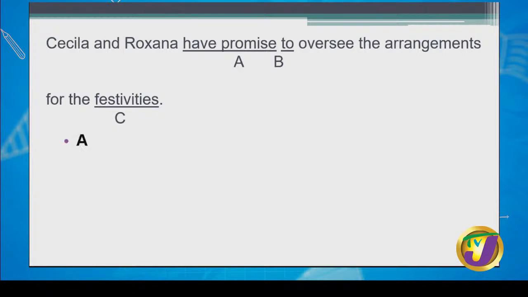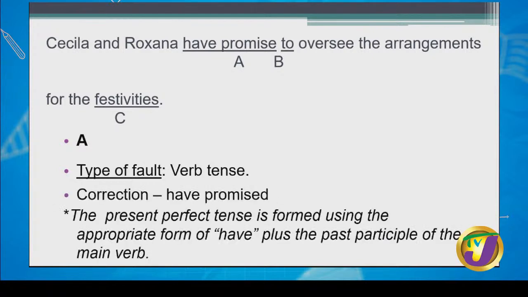Your answer should be A, have promise. What is wrong with saying have promise? It's the tense that you have used in the verb. So what should you correct it to? Because you want to keep the meaning, but how do you correct this? So what you should have is have promised with the ed on the end, because you want to use a present perfect tense. And you form the present perfect tense by using the form of have.